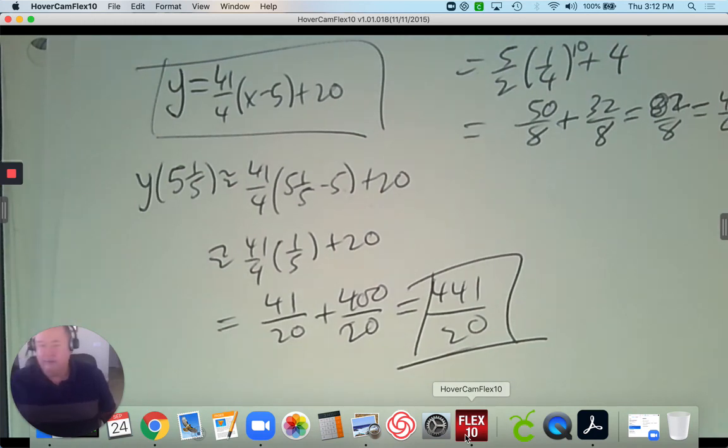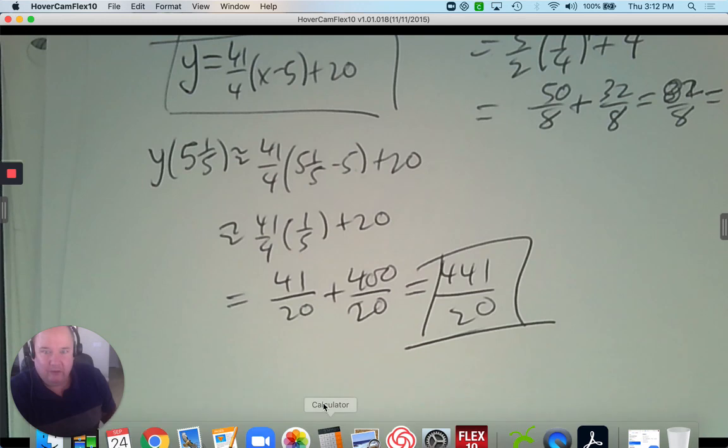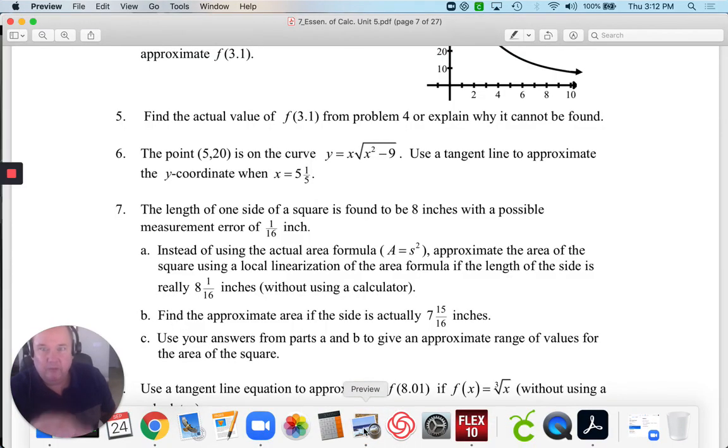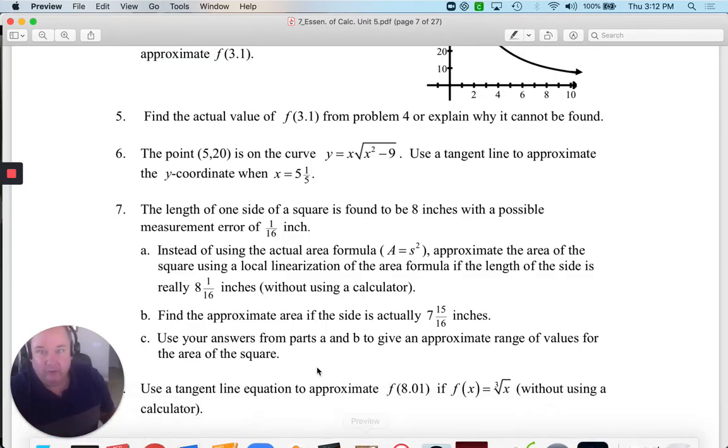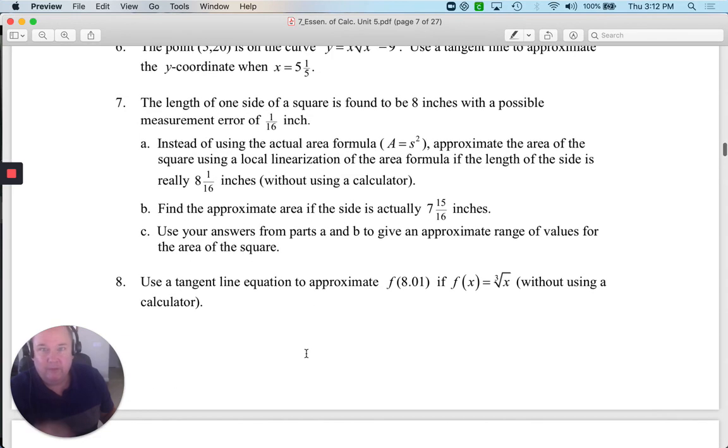All right, on to number 7. So those are all work with tangent lines. Now I think is review questions, which is great. The length of one side of a square is found to be 8 inches with a possible measurement error of 1/16 of an inch. Instead of using the actual area formula, approximate the area of the square using a local linearization of the area formula if the length of the side is really 8 1/16.